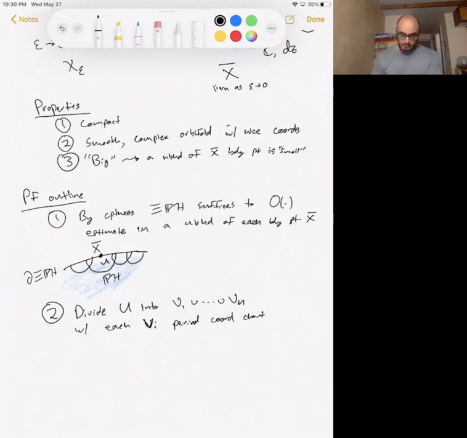And so this part is one of the hardest parts of the proof, dividing U up into these pieces and proving that each Vi is actually a period coordinate chart. It involves really using these plumbing coordinates and some delicate arguments.